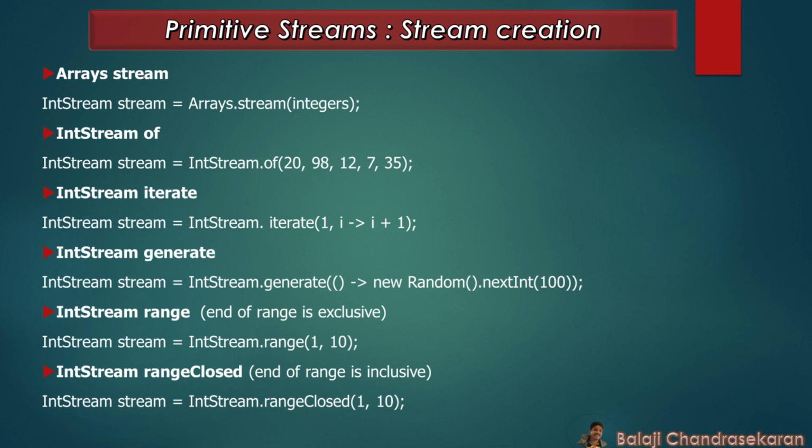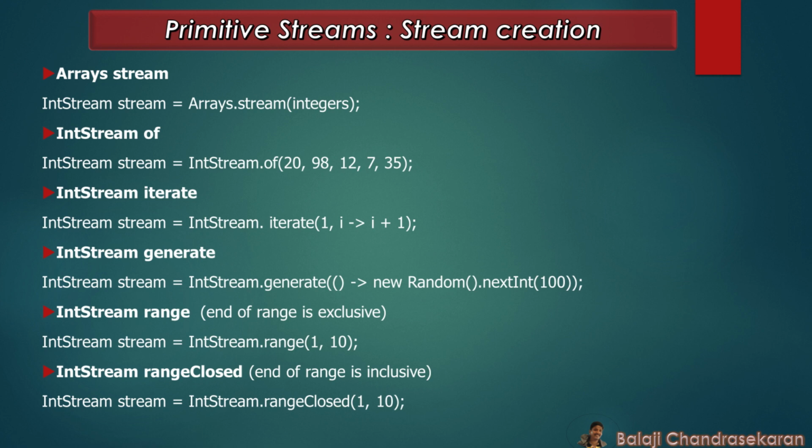The IntStream.range method creates an IntStream that starts from the specified start value, that is including the start value, and ends before the specified end value, that is excluding the end value. It is useful for generating a sequential range of integer values. The IntStream.rangeClosed method creates an IntStream object instance that starts from the specified start value and ends at the specified end value. This method is similar to the IntStream.range method, but the end value is inclusive.